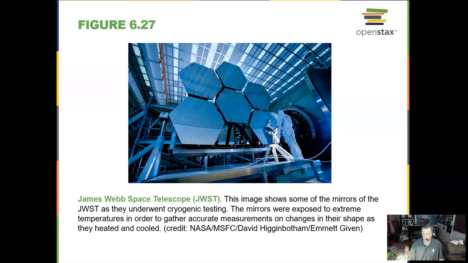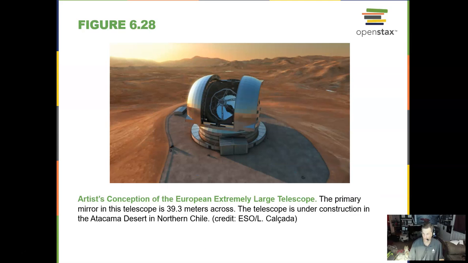And then coming up in 2021 is the James Webb Space Telescope to be launched, and it's going through some very rigorous testing right now. And then the European Extremely Large Telescope will be almost 40 meters across, and this is currently under construction in Chile.